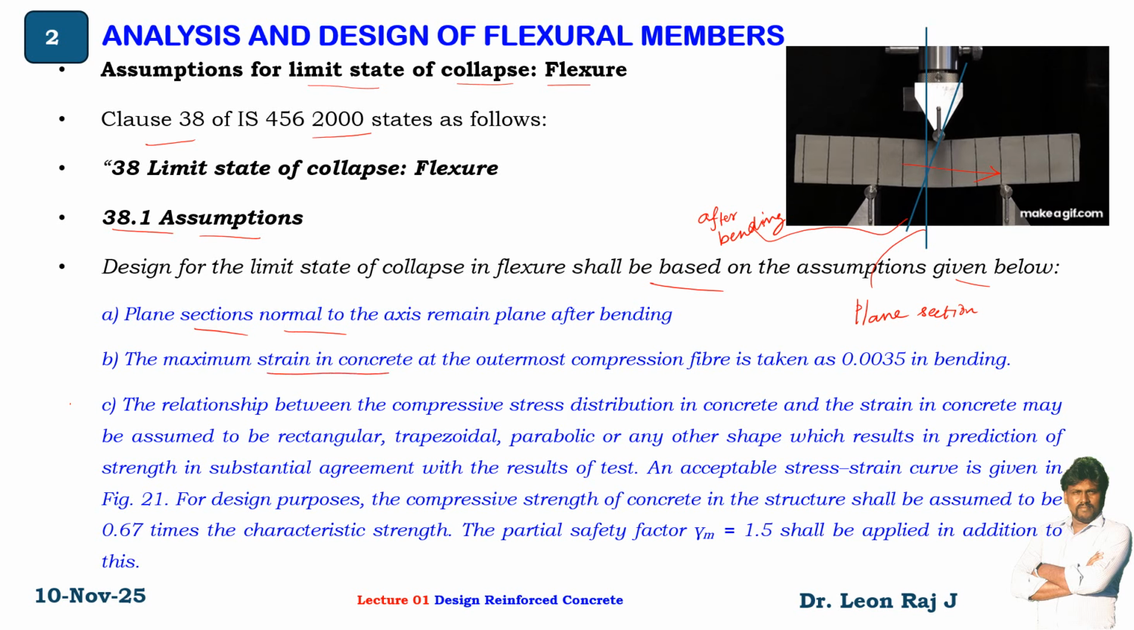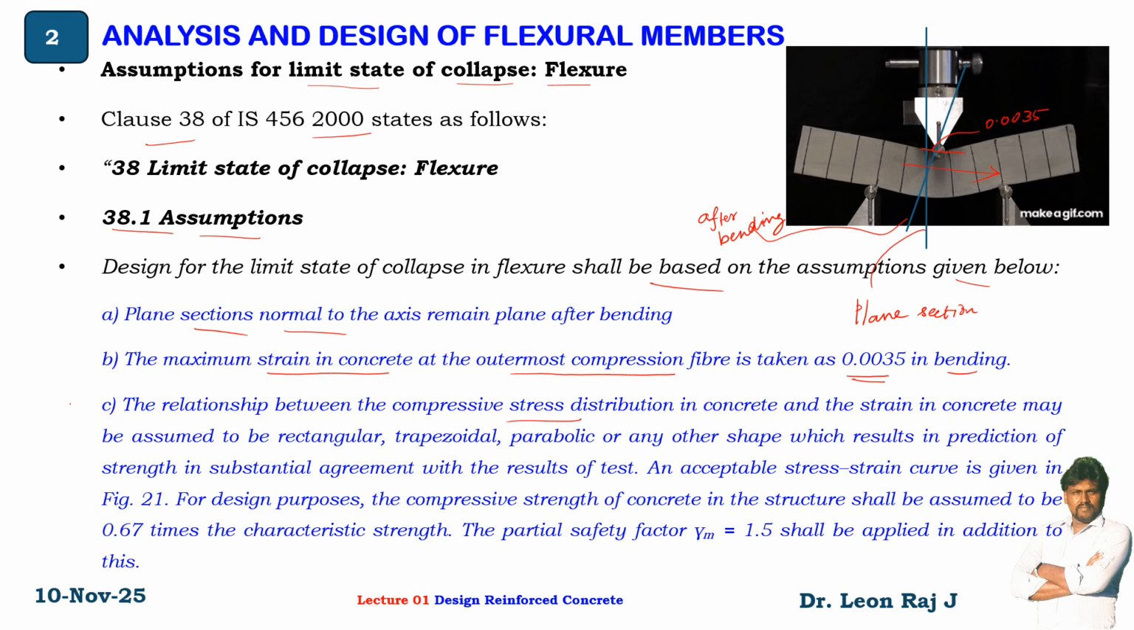Maximum strain in concrete at the outermost compression fiber. So this is the outermost compression fiber. So the maximum strain in concrete is 0.0035 in bending. In axial compression it is different. So in bending, maximum strain is 0.0035.